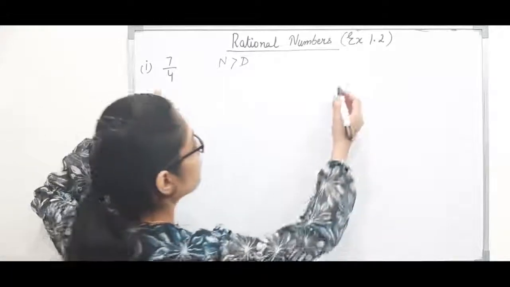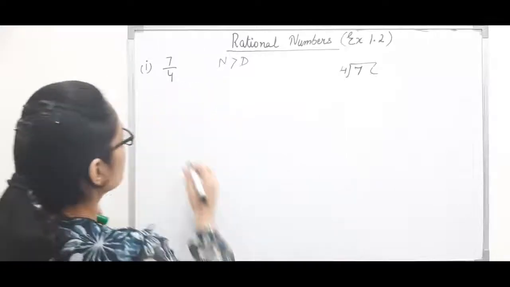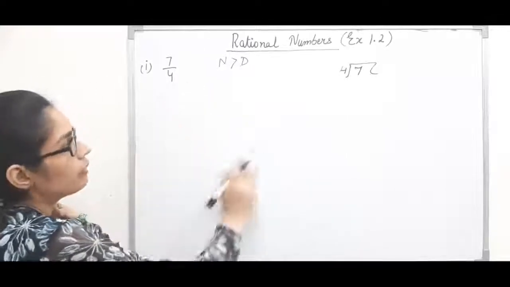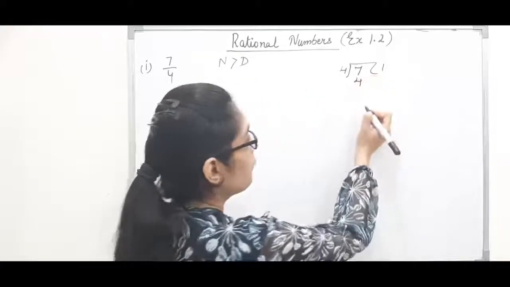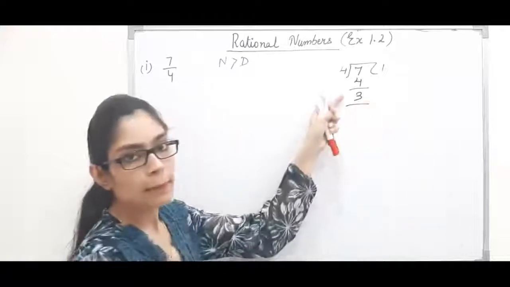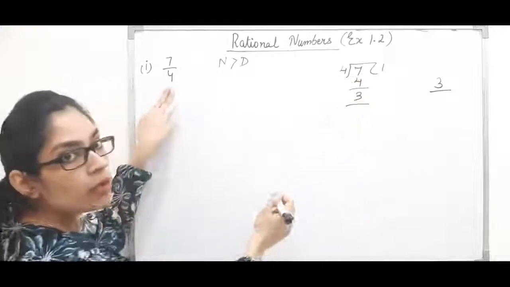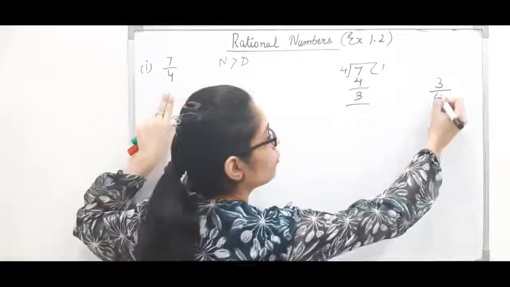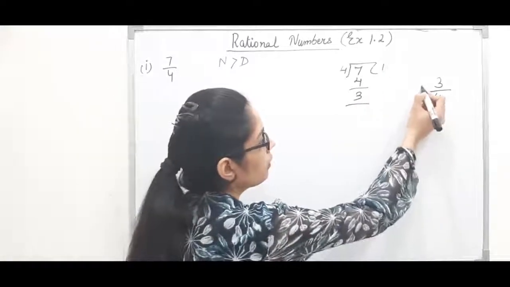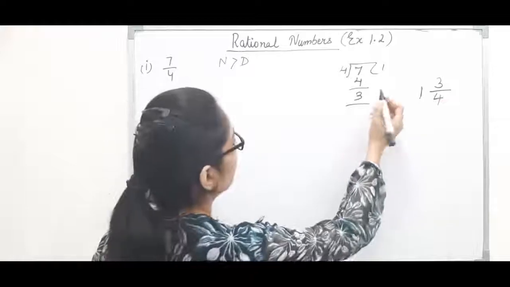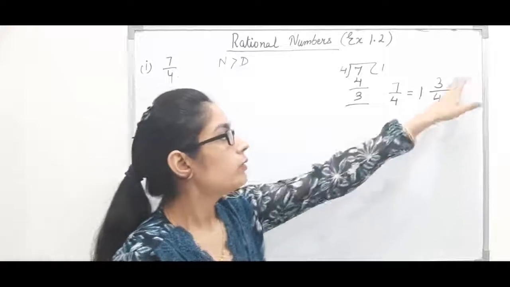So let's do it. 4 will be outside, 7 will be inside. This number will always be outside when we are doing division. 4 into 1 is 4. 7 minus 4 is 3. So this is the remainder which will go on top. And then this 4 will remain at its own place, so I will write 4 over here. Then 1, this quotient will come here. So 7 by 4 I can write in the form of a mixed fraction as 1 into 3 by 4.